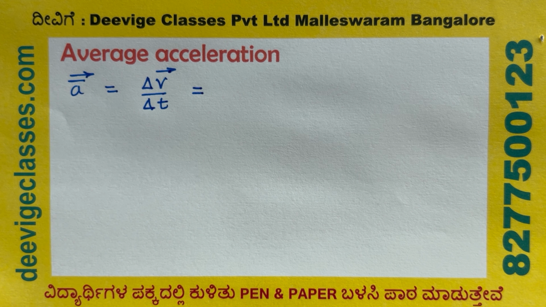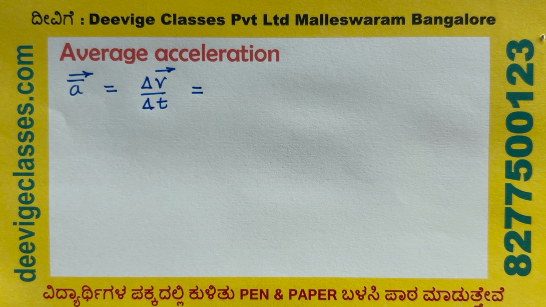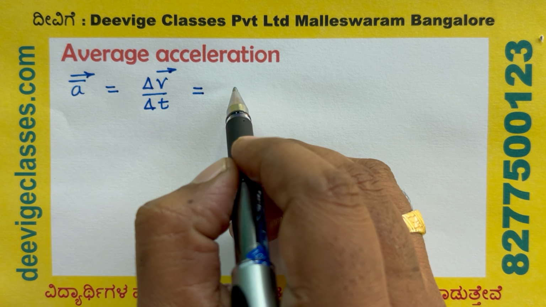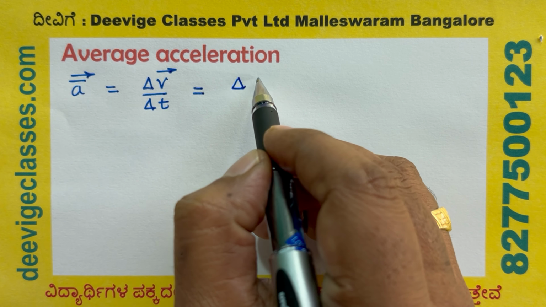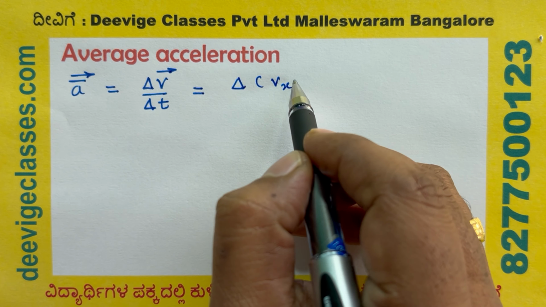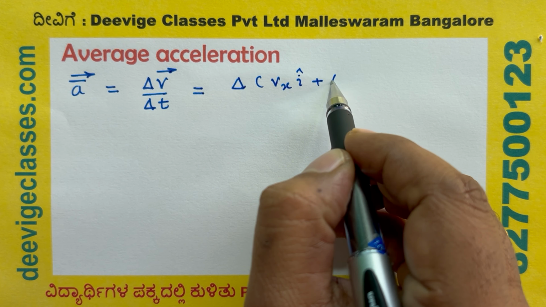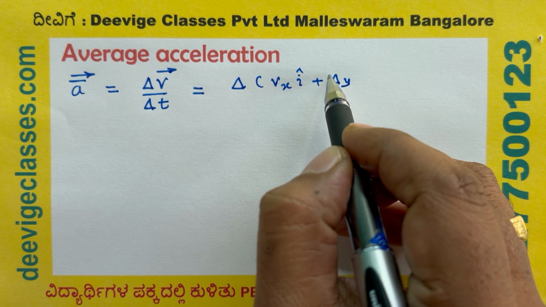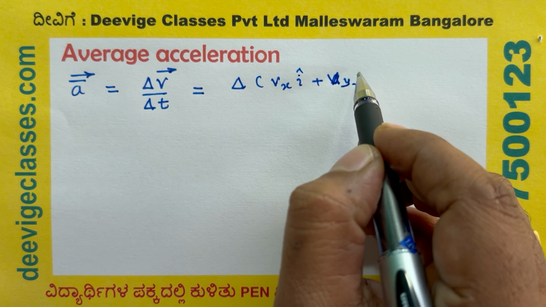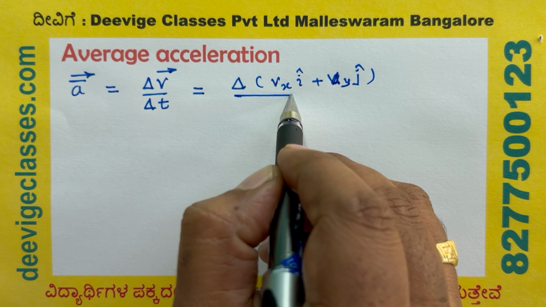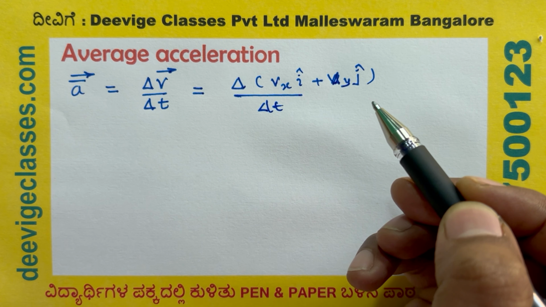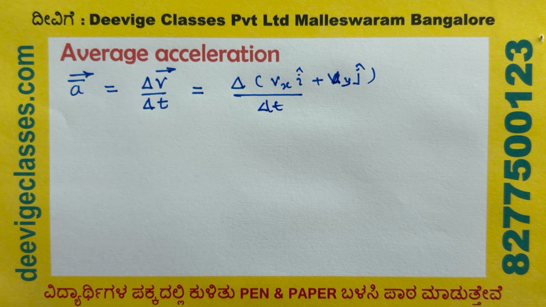So it's changing both in the x-axis and the y-axis. Correct. So then I can write here that delta v is delta v suffix x into i cap plus delta v suffix y into j cap, divided by delta t. Correct?